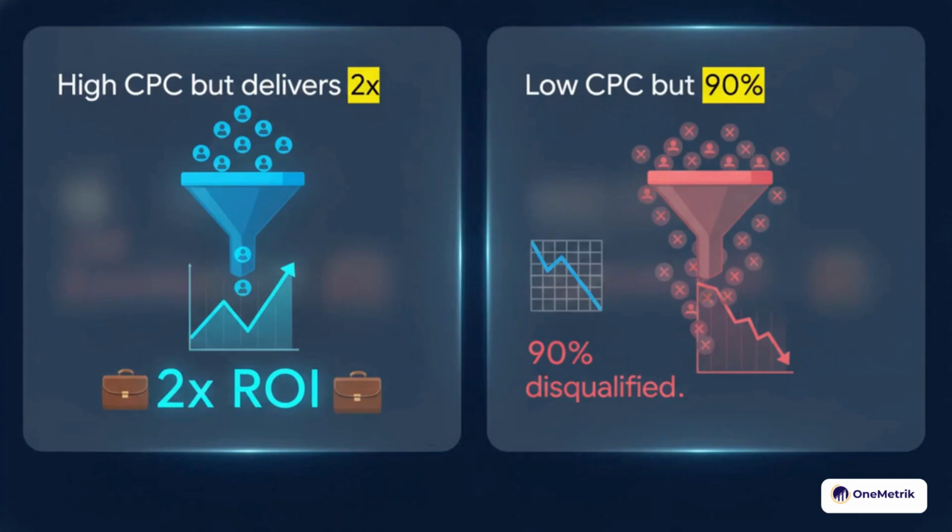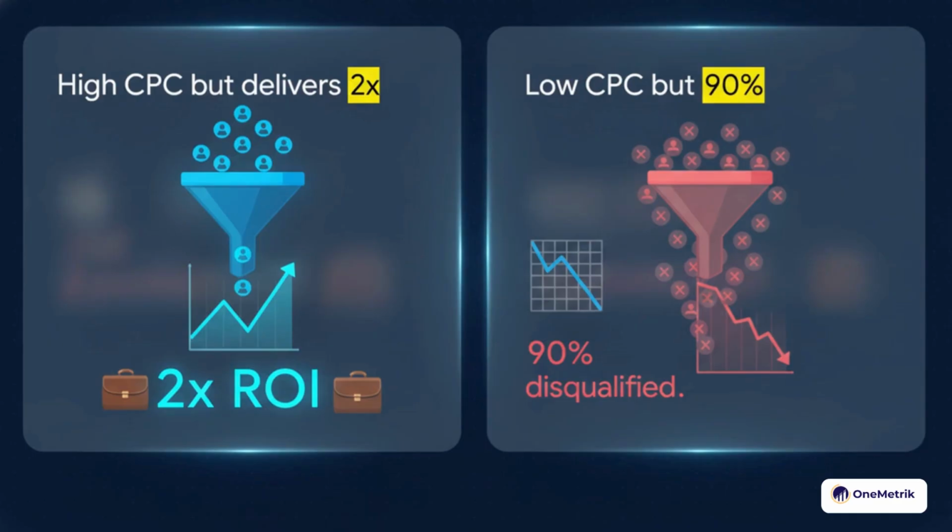Now you might be wondering why we even accept LinkedIn's notoriously high costs. I mean, we're talking $10 to $16 for an average cost per click, especially when platforms like Meta offer clicks for just a fraction of that. Well, Meta is definitely cheaper up front, but here's the catch. 90% of those leads are completely disqualified for B2B.